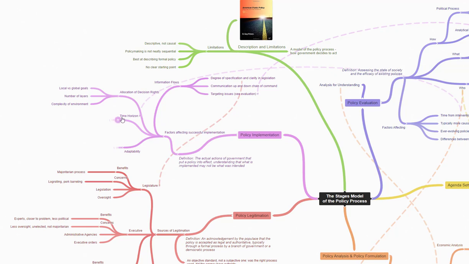The next factor affecting implementation is the time horizon. Remember that some of these problems are persistent in society. Poverty is a persistent problem. Disease is a persistent problem. National security is a persistent problem. And so it takes a long time, if ever, to solve some of these things. And we may have decision makers with a short-term perspective. Hey, I'm only in office for 3 years. I need a quick win. And so the policy that's implemented may not really be too effective at the problem because the problem is entrenched.